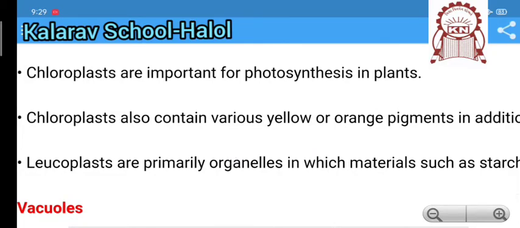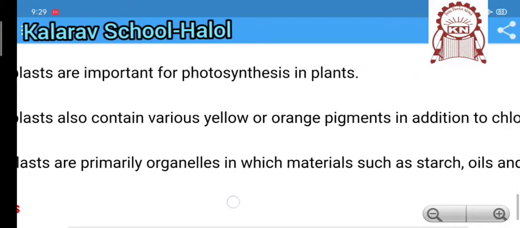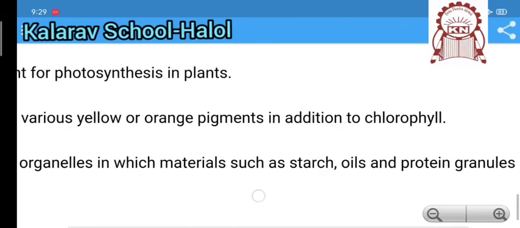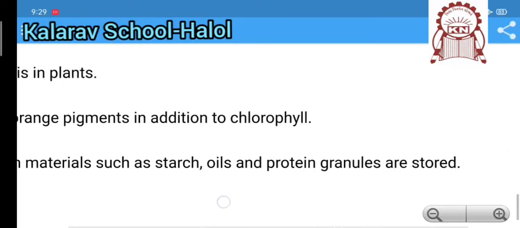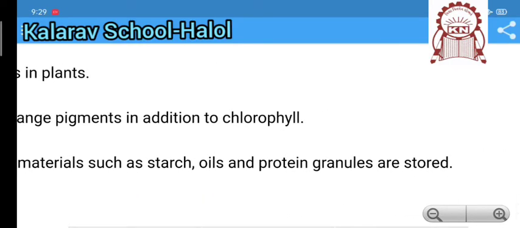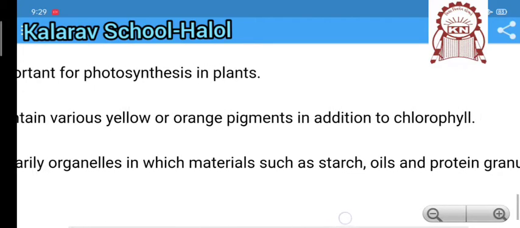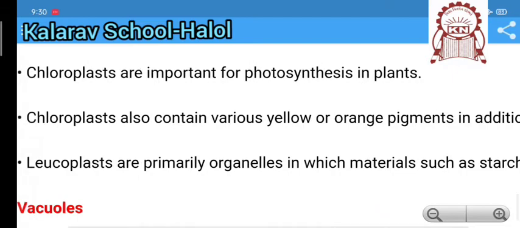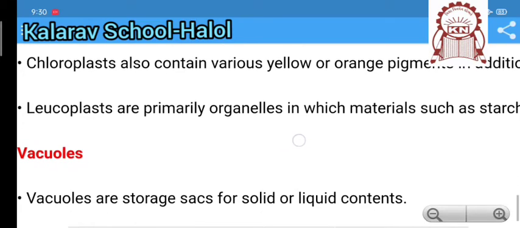Next, leucoplasts are the organelles in which materials such as starch, oil and protein granules are stored. So leucoplast is the house of storage of starch, oil and protein granules. In this way the plastid has a vast effect on the plant cell. It has no significance in animal cells.